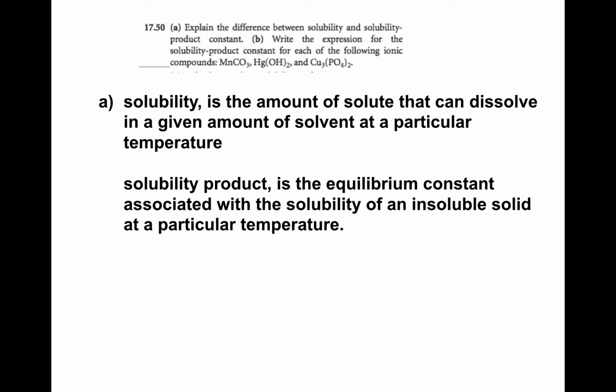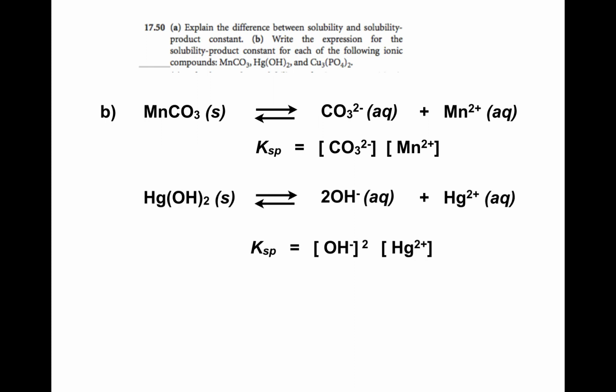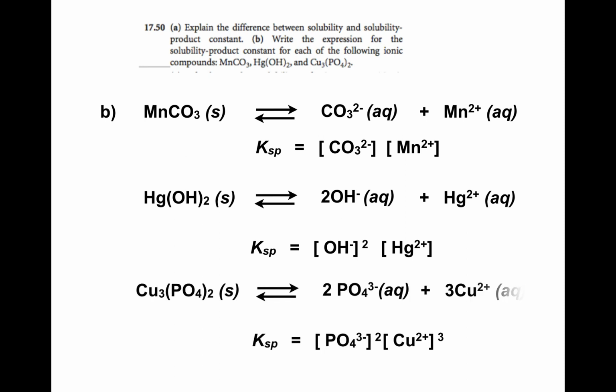Write the expressions for the solubility product for the following ionic compounds. So we have insoluble manganese carbonate. So it's about the solid going into solution, right? For every mole of solid going to solution, you're making a mole of carbonate and a mole of manganese 2 ion. Solids don't appear in equilibrium expressions, so these are easier to solve for. If we're talking about mercury hydroxide, for every mole of mercury hydroxide, you're getting 2 moles of hydroxide and 1 mole of mercury 2. So again, concentration of the products raised to the stoichiometric coefficients. Solids don't appear in the equilibrium expression.